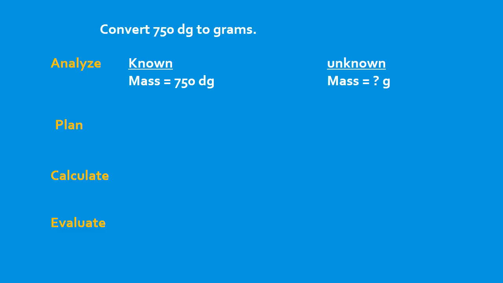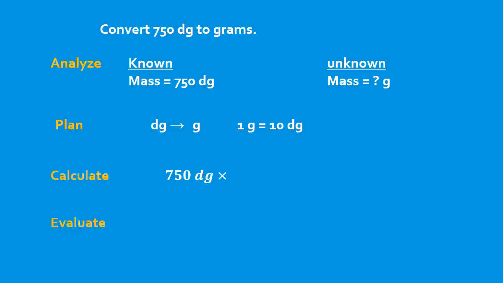So what is our plan? What is our course of action? How are we going to use what we know to get the unknown? We want to go from decigrams to grams. So that means we have to utilize that 1 gram is 10 decigrams. Once we've done that, now we can go ahead and calculate.